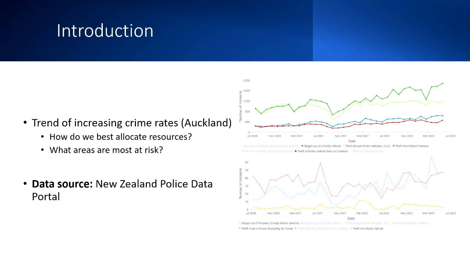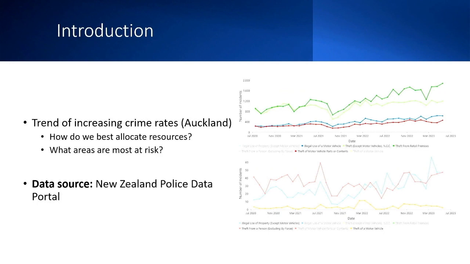So why is it important to analyse crime data? The number of crimes and statistics are not just numbers, they represent the safety and well-being of our communities. Looking at the temporal or time analysis of these statistics, we can see an increasing trend in the number of crimes, especially in retail theft. But how might we allocate resources to reduce these crime rates? And what areas are most likely at risk?